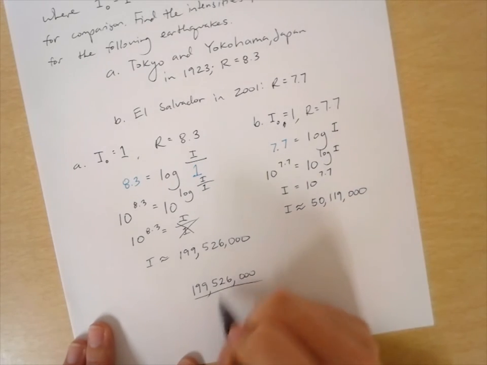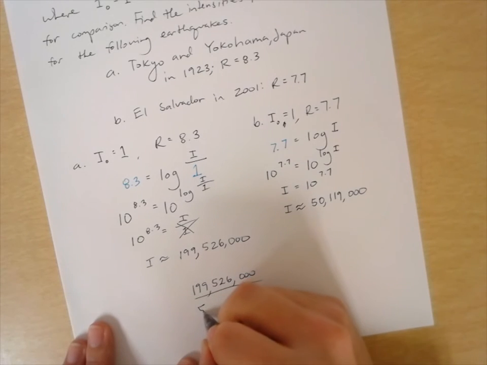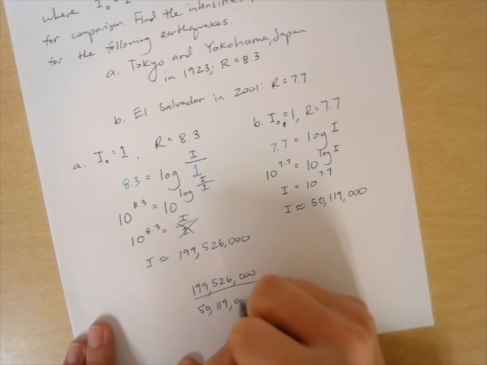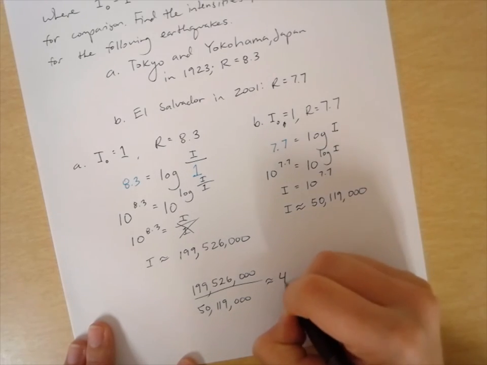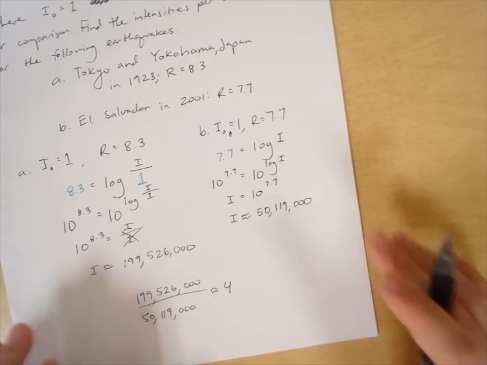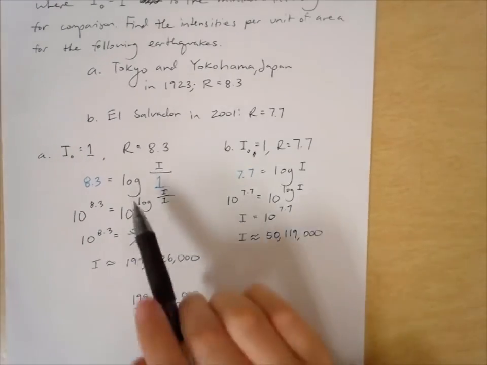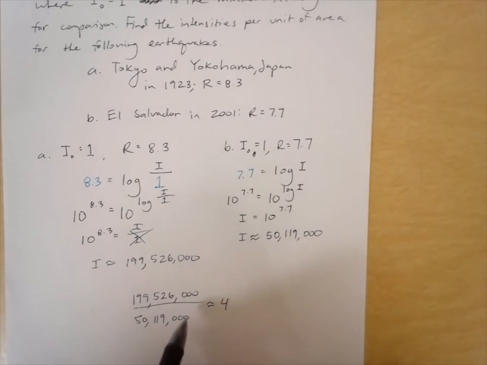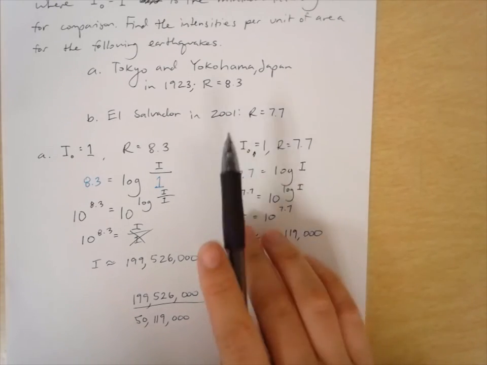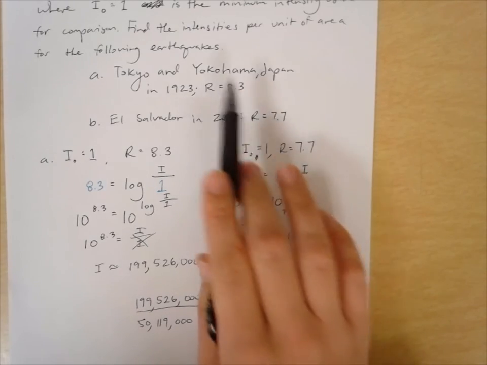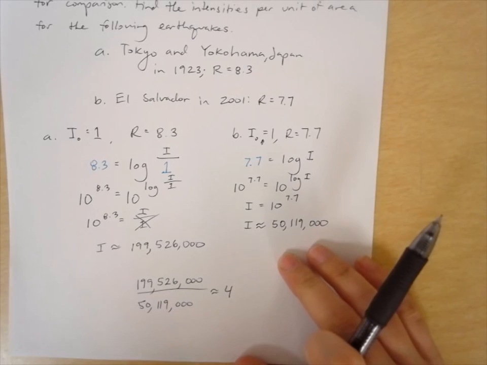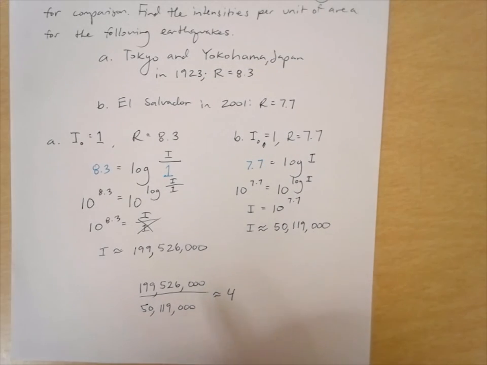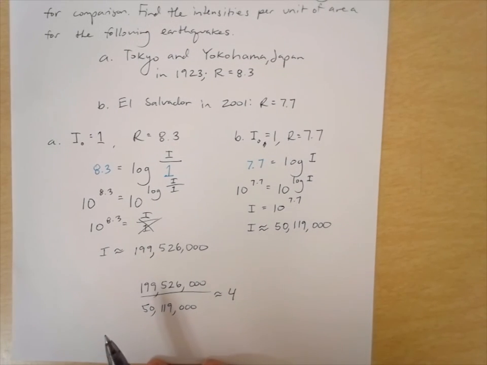If we take the first Japan intensity over the El Salvador intensity, we see that we get approximately 4. And what this is saying is that the Japan earthquake is approximately 4 times more intense than the El Salvador earthquake. And that's a pretty big jump, because it looks like our values weren't that different. It was only a difference of 0.6, but that is actually pretty significant with the Richter scale.